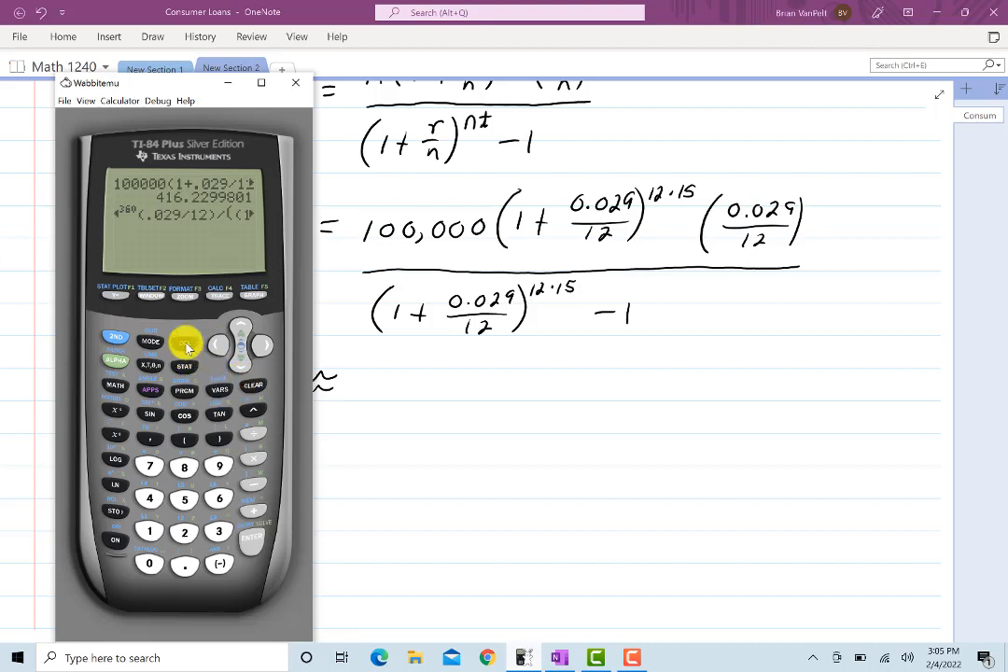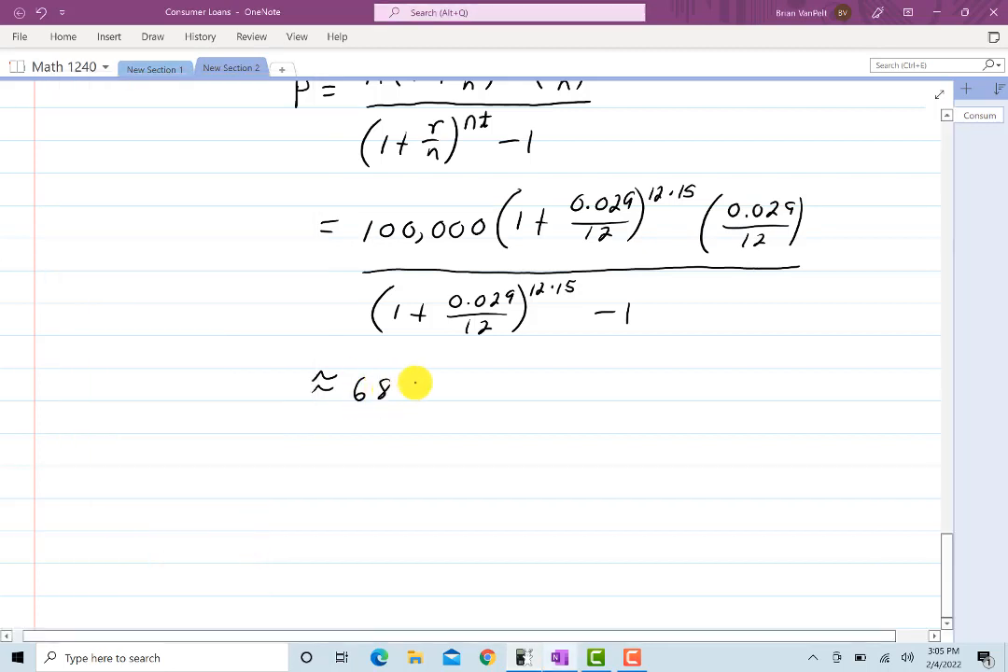I actually don't think you have to delete. I think you just overwrite it with 180. And now let's hit enter. This time I get 685.78. So now the monthly payments are $685.78.